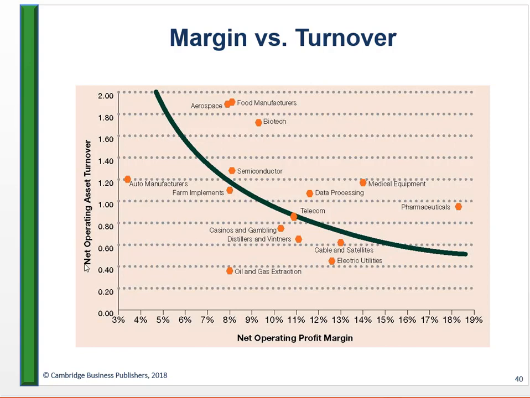You can see here the general relationship between net operating asset turnover. There again, asset turnover is how many dollars' worth of sales your business generates for each dollar's worth of assets, plotted against net operating profit margin. So there's a general loose indication between those two things, and you can see where pharmaceuticals and biotech and food manufacturers fall on that scale. So aerospace and food manufacturers generate a lot of sales for each dollar's worth of assets, but not a particularly high level of profit margin on each of those sales.